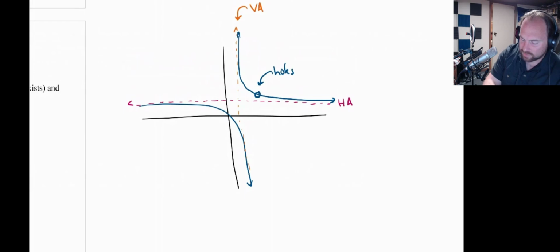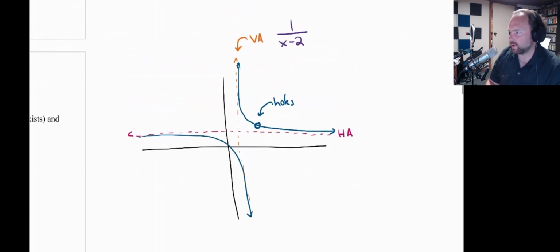A vertical asymptote happens at any point when you have, let's say, x minus 2. Since plugging 2 into this function would cause the graph to not work, 2 minus 2 is 0, you'll have a vertical asymptote at x equals 2, this vertical line right there.